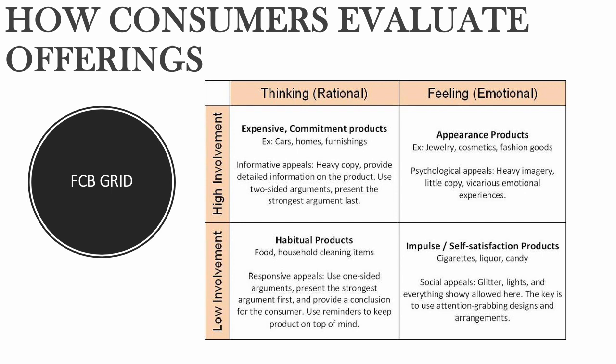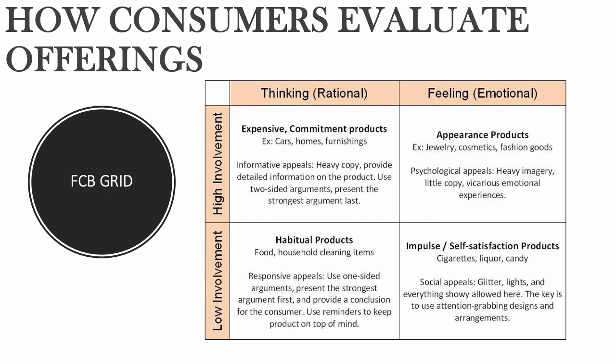For high involvement products where you have a rational or thinking mindset, this would be things like expensive commitment products: cars, home furnishings, homes. If you're a marketer, you want to use informative appeals. You want a lot of details, so heavy copy, a lot of print. You're going to want to use two-sided arguments, presenting both the pros and the cons of the product, because consumers tend to focus on that a lot.